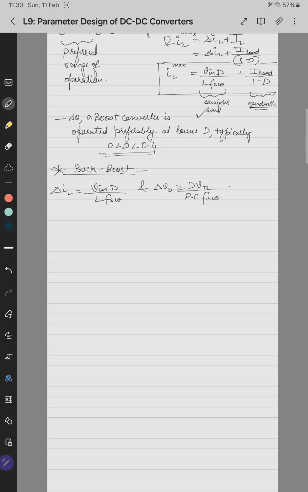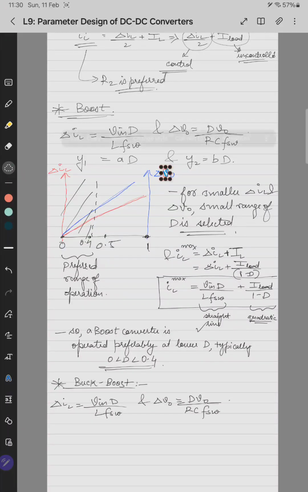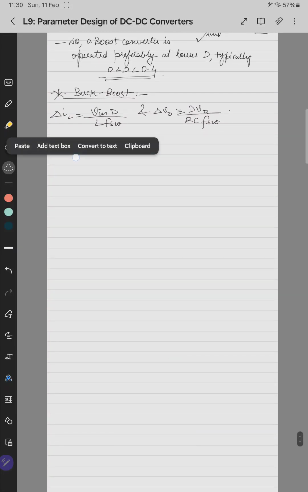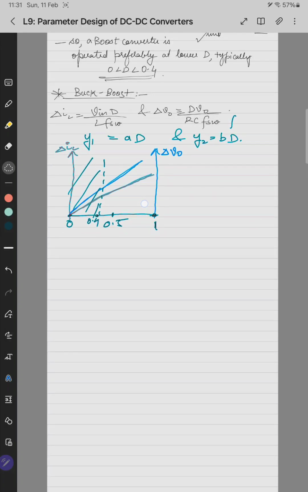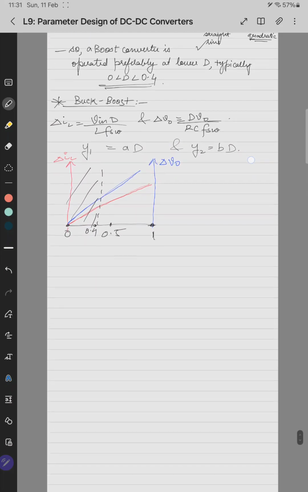dV naught by RC into F switching. Again, the same graph I'll draw, where A is again V in by LF switching and B is V naught by RCF switching. So again it is a linear combination of D, so it should be operated at lower duty ratio. But the twist is here in the IL peak.